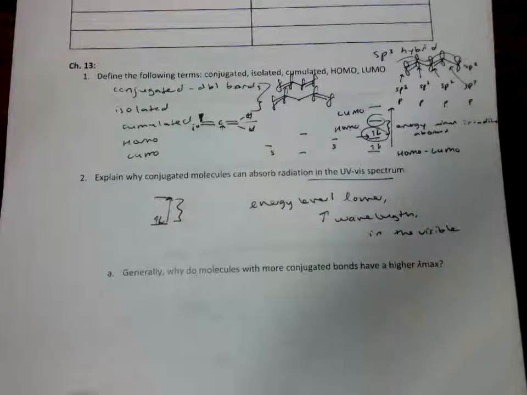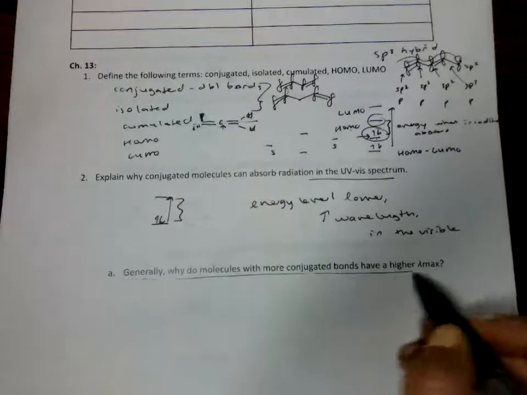So essentially, the conjugation allows a lower level of energy to be absorbed, which happens to be in the visible region. I feel like this is one of those answers where it just so happens that it absorbs the right amount of energy to be in that area of the electromagnetic spectrum. But it is a lower energy gap between the conjugated systems because it's stabilized by resonance.